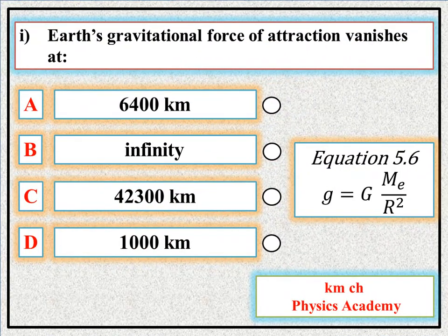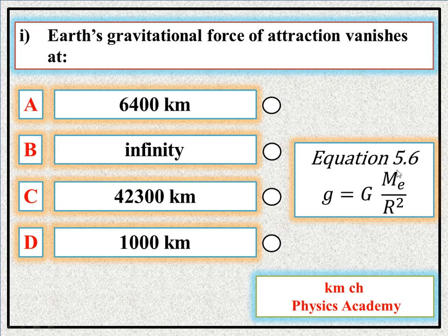Question number 1 is Earth's gravitational force of attraction vanishes at. Option A is 6400 km, option B is infinity, option C is 42,300 km, and option D is 1000 km.